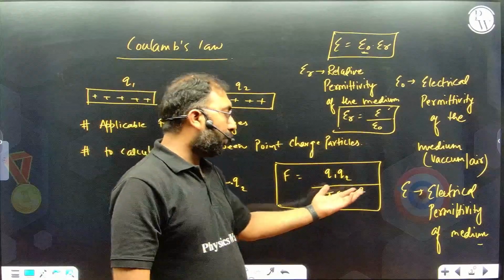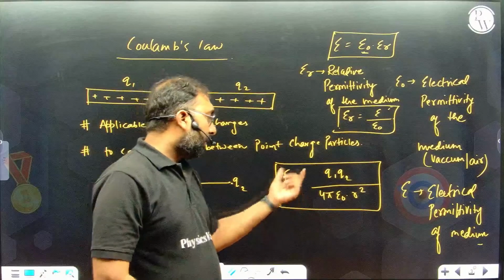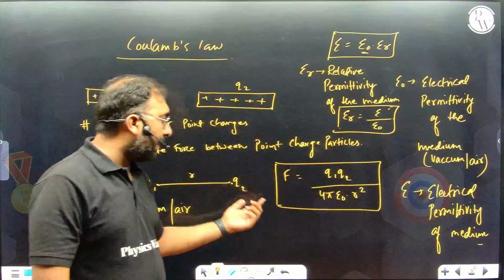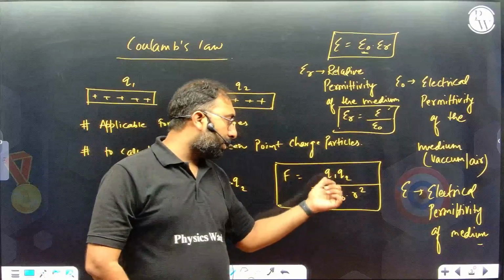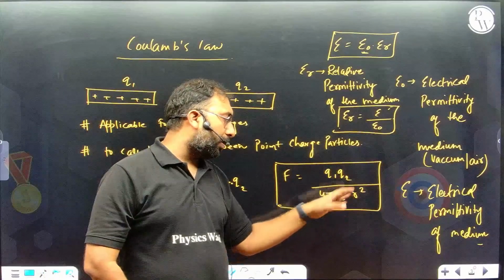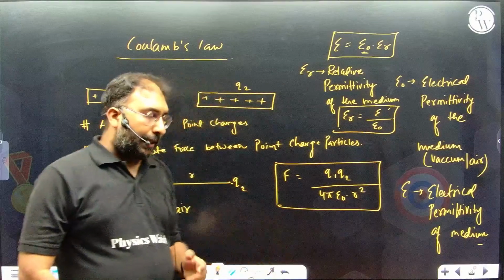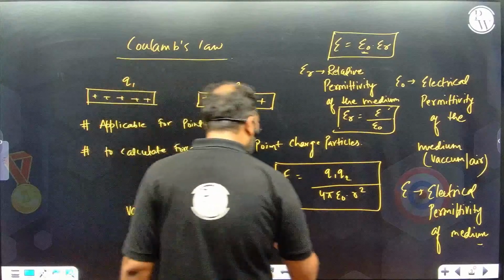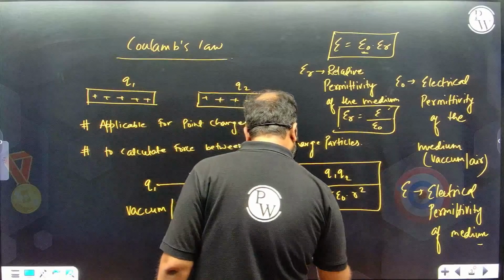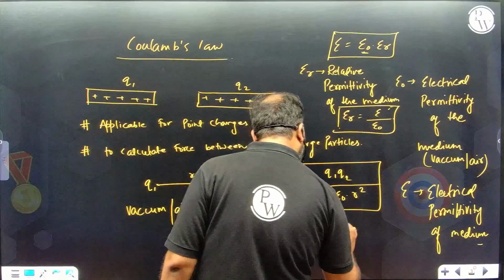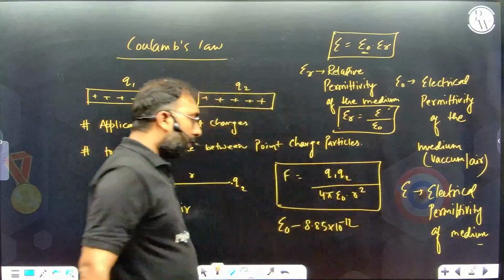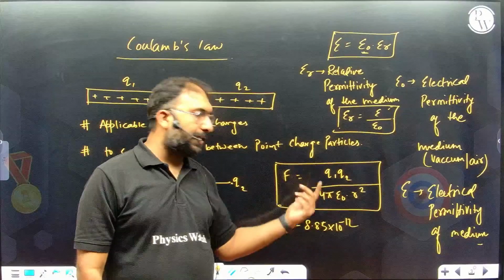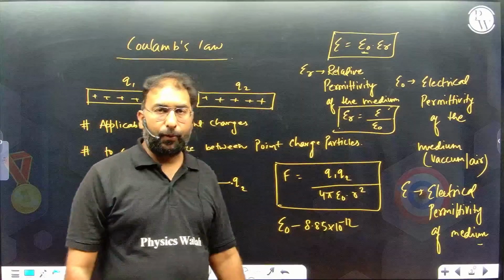The expression for the force is written here; this is the magnitude of the force. If the charged particles are placed in air, the force is q1 q2 upon 4 pi epsilon naught r square. And there is a fixed value for epsilon naught. You might remember that value, 8.85 into 10 power minus 12. Q1, Q2 are the charges, r is the distance. So this way you can calculate the force.